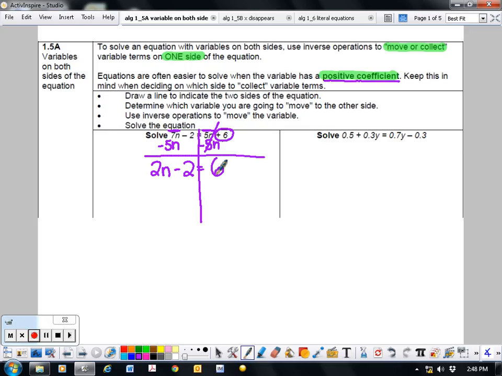And now I'm just back to my two-step equation. So I add 2 to both sides. So now I have 2n equals 8. I divide by 2 on both sides. And so now I have n equals 4. And that's it.